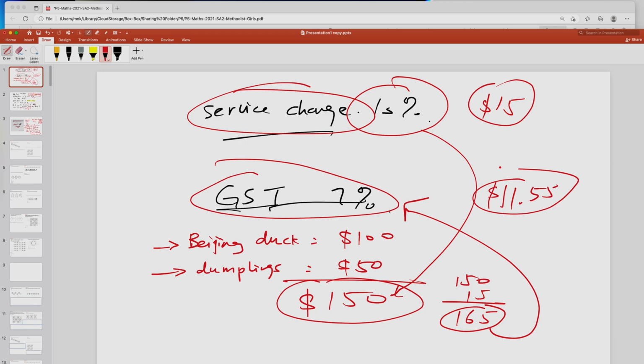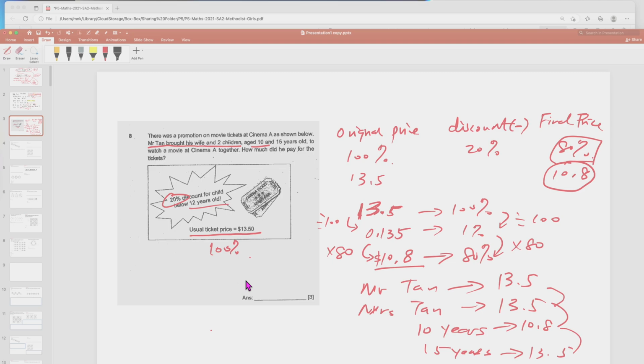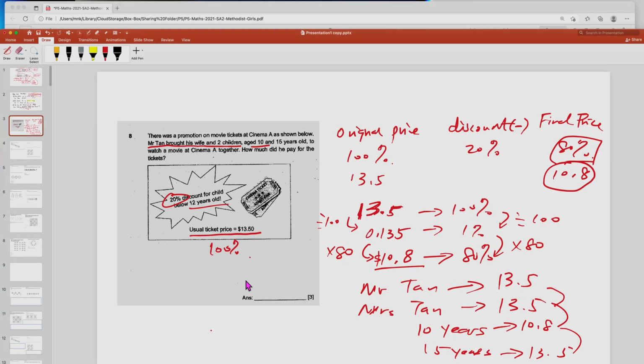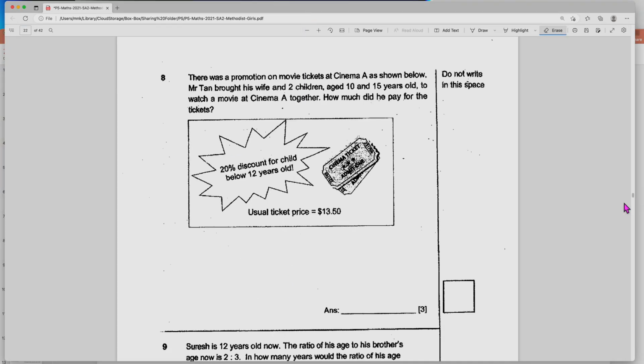Next one. Question 9. Which is what kind of questions? Ages. You don't know how to do it? You don't understand? Okay, let's see. Question 9 is quite easy to understand, by the way.